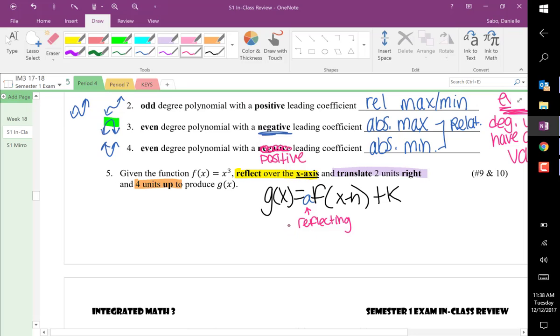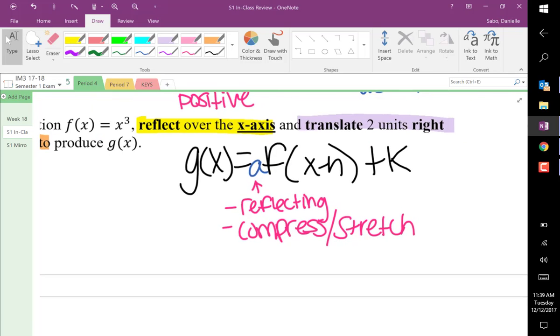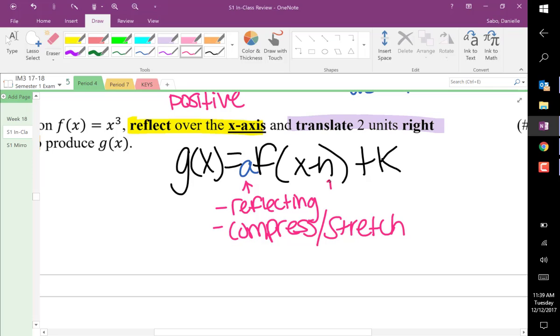The a out in front tells us if we are going to be reflecting, compressing, or stretching. That's what that number out in front tells us. Does anyone remember what the h tells us? Are we going left, right, up, down? Good, left and right. So this piece right here tells us if we are moving left or right. This piece right here tells us if we're moving up or down.